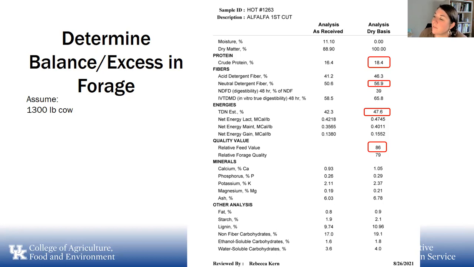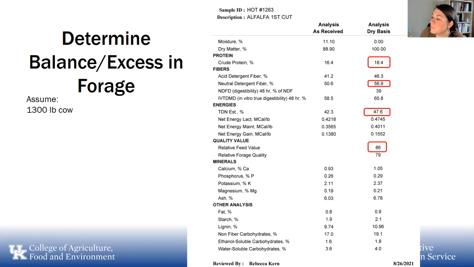And our relative feed value is 86. And the reason why it's 86 is because of that TDN. That does not mean it's a bad quality forage. It just means that you are probably going to have to utilize some sort of supplement. It indicates that there's maybe going to be a need there.